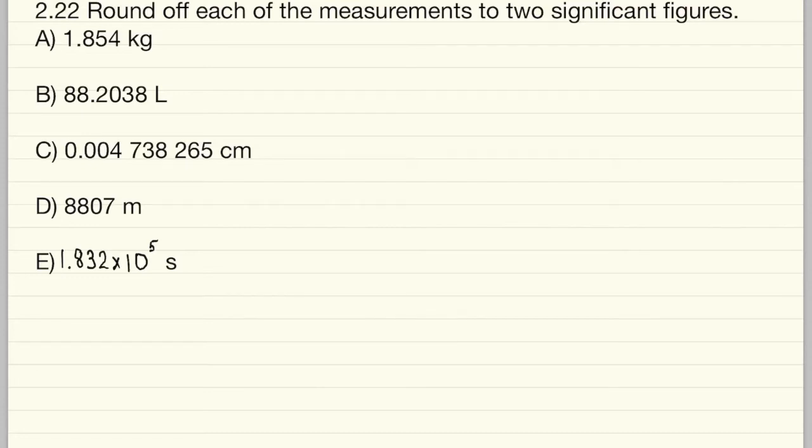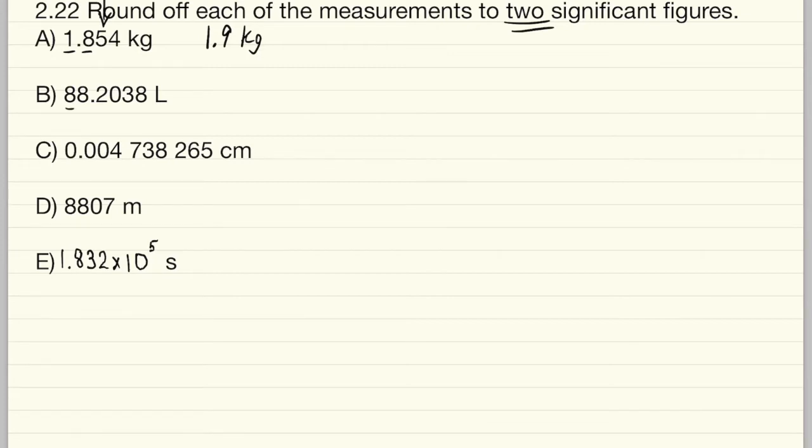Alright, this problem asks us to round off all of these measurements to 2 sig figs. So what I like to do is underline the 2 figures that I want to round to. I point an arrow to the next digit up, and I think about if it's 5 or higher or less than 5. So this is 5 or higher, so I want to round up. So this is going to become 1.9 kilograms. Okay, the 8 changes to a 9.